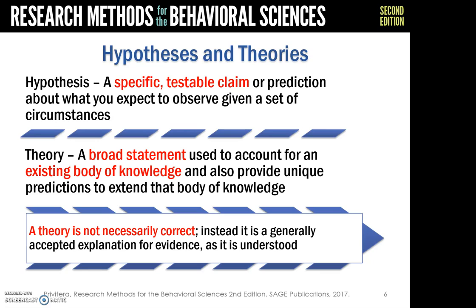A hypothesis, which we talked about in chapter 1, focuses on specific and testable claims. Okay, specific and testable claims. The key term is testable. You should be able to test these claims, test these ideas. A theory, on the other hand, is a broad, very general statement of the knowledge itself.